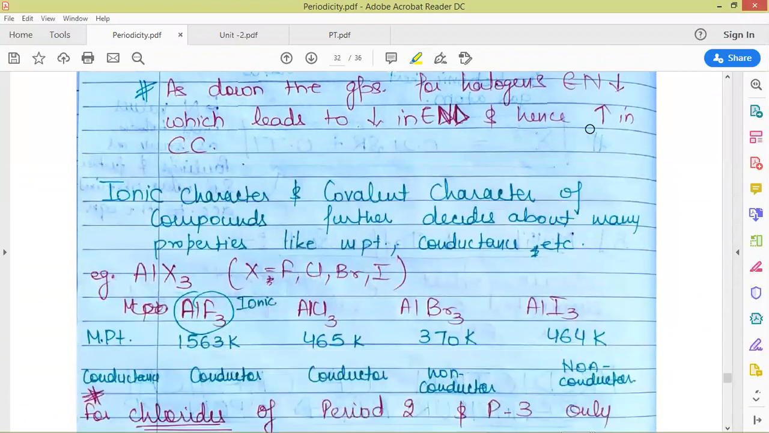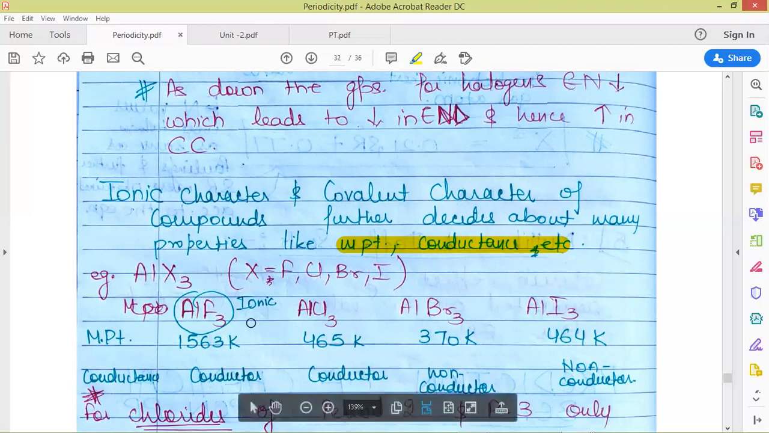Also, the ionic character and covalent character of compounds further decide many properties like melting point and conductance. Say we are here discussing the melting points and conductance for halides of aluminium. Here we are taking the aluminium trihalides, that is aluminium fluoride, aluminium chloride, aluminium bromide and aluminium iodide. So from here we are moving down the group from fluorine to iodine.